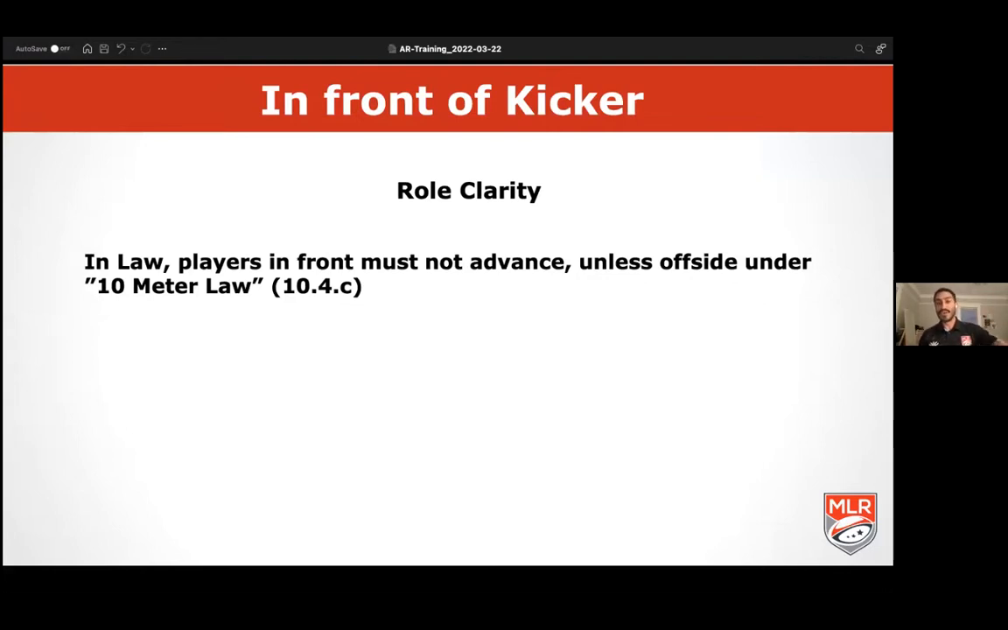So again, role clarity is the big thing with in front of kicker. This is probably the most dynamic situation about space that we have. It's one that we're really clamping down on nowadays, like you can see across all competitions in the world.